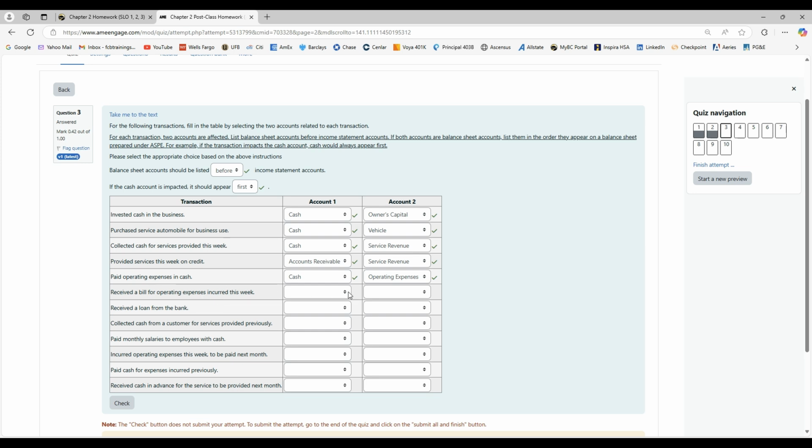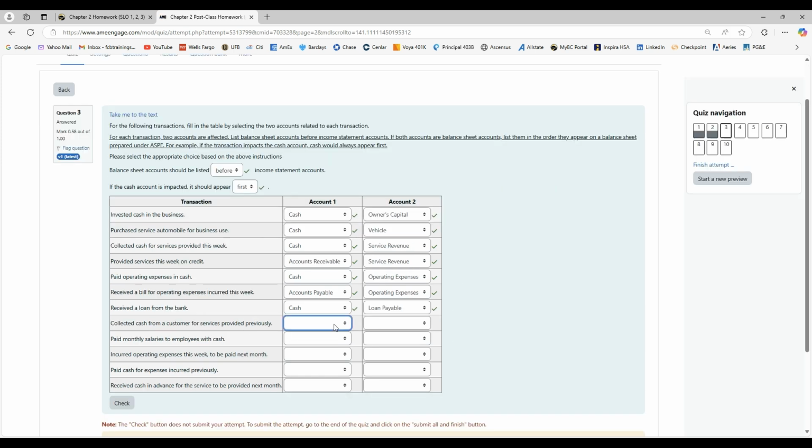Received a bill for operating expenses incurred this week. So if we received the bill, we've got accounts payable going up and operating expenses also going up. And note that it didn't say paid the bill yet. That's when our accounts payable would go down and cash would go down. Received a loan from the bank. So we're going to have cash, and then we're going to have a loan payable, so a notes payable there.